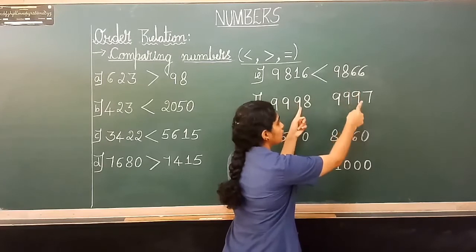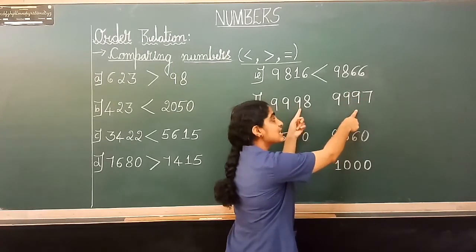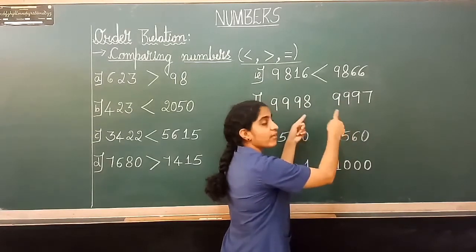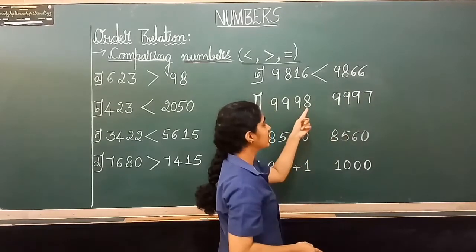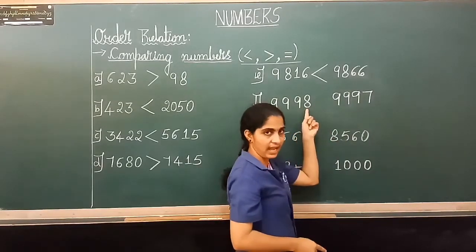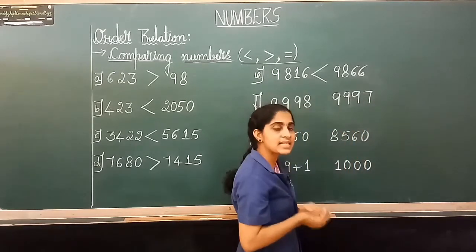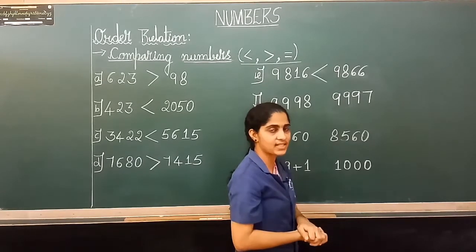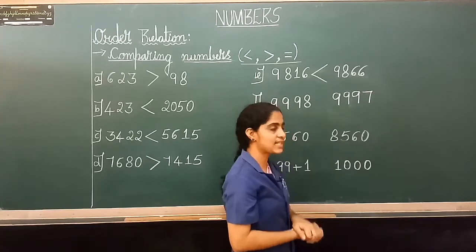Then we have to move to the third digit. Here also we have the same number. So now we have to move to the fourth digit. If you see the fourth digit, here we have 8 and the other side we have 7. Which is greater? 8 is greater or 7 is greater? Yes, 8 is greater than 7.